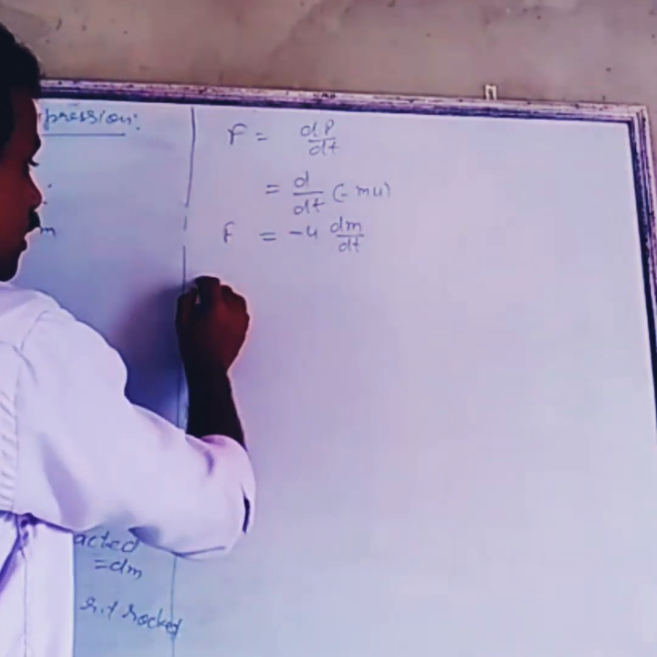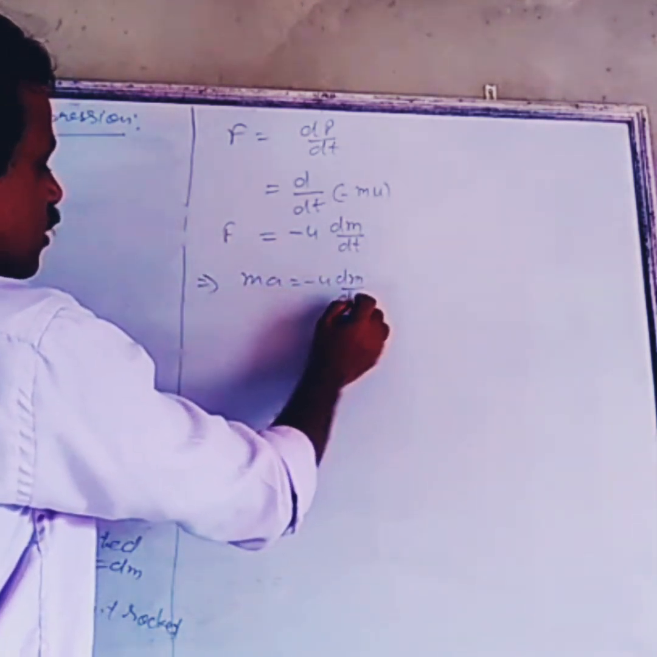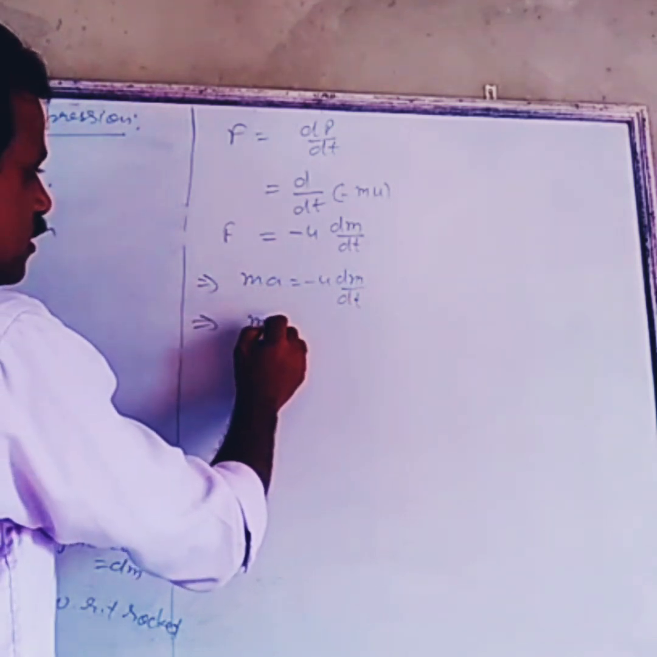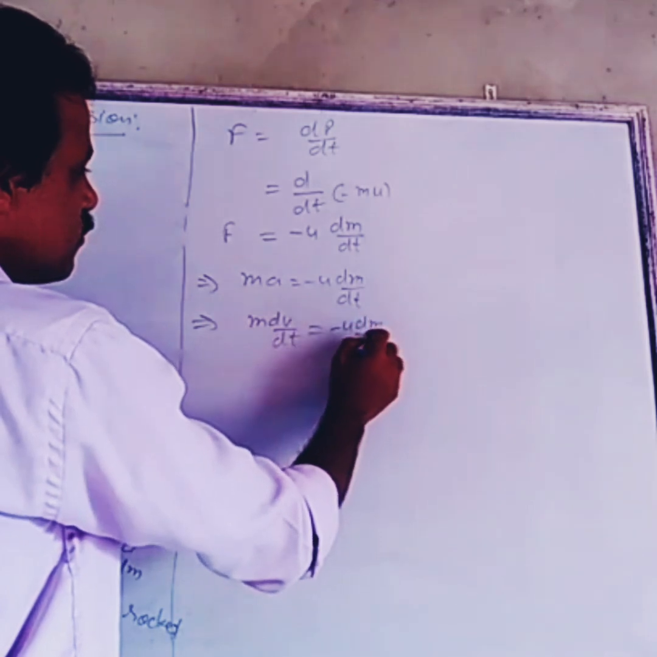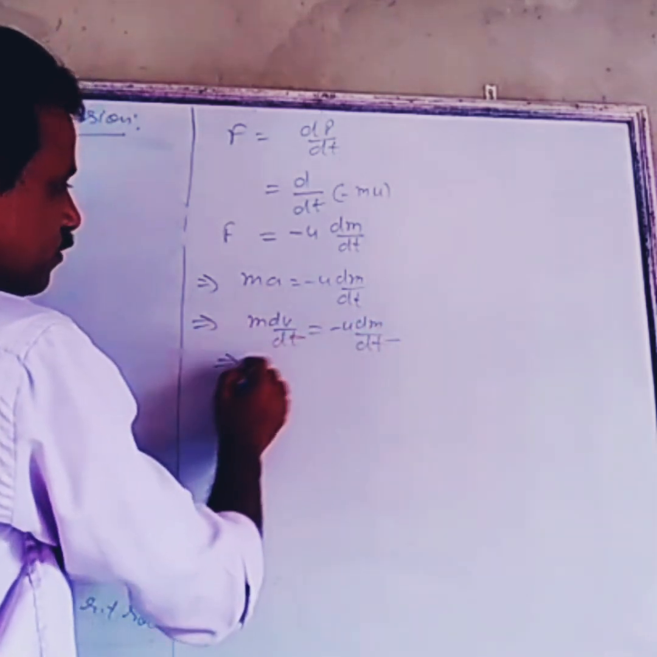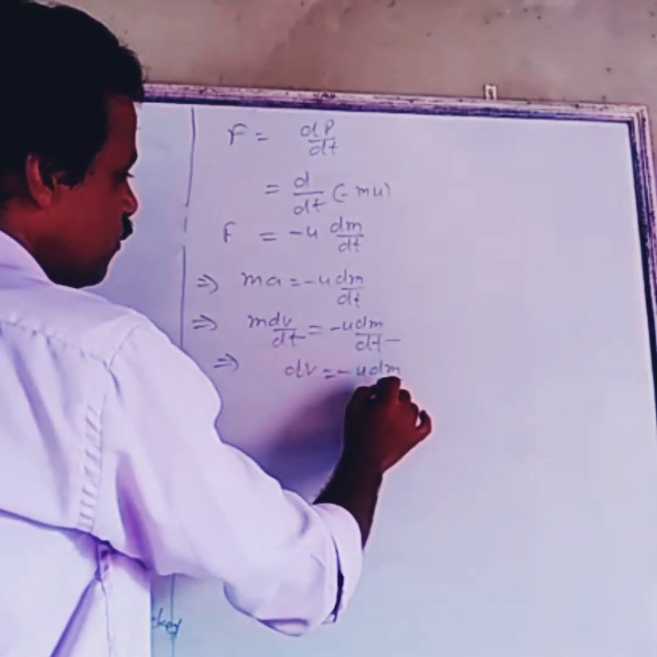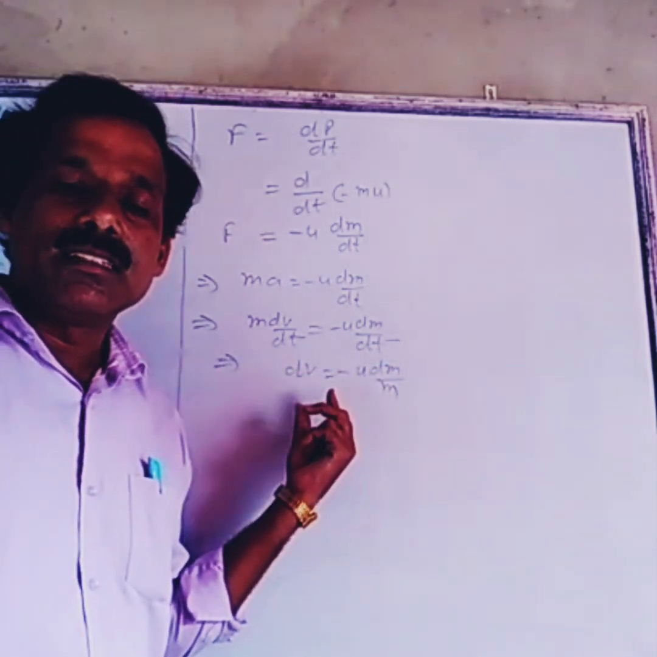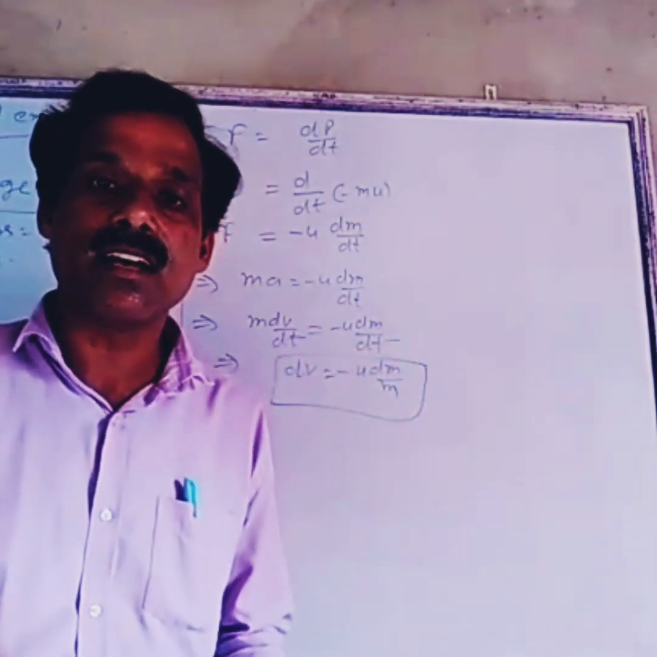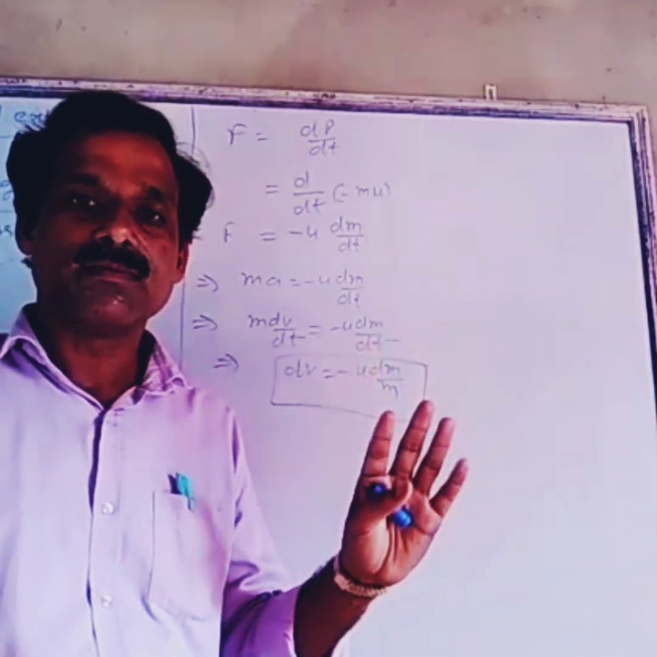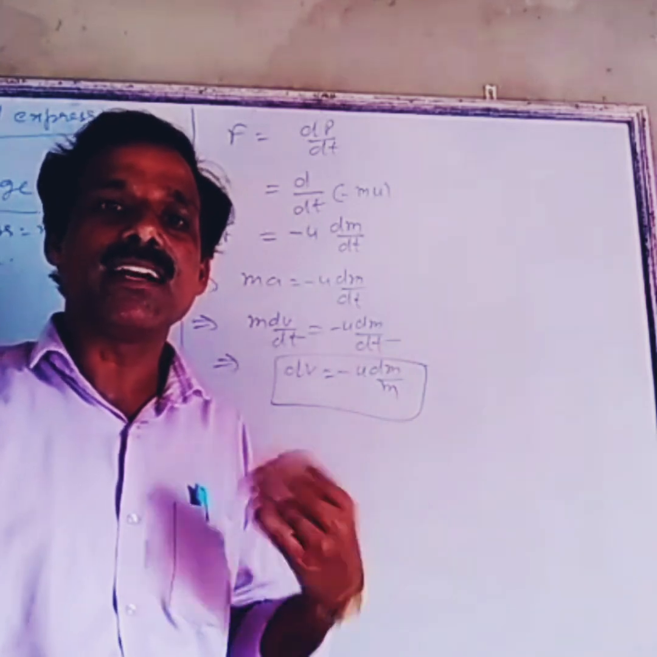This is for F, but F equals m into dv over dt, and dt will cancel. So dv equals minus u dm over m. This is the differential equation which expresses the movement of the rocket in space. By solving this, we can find out its final velocity.